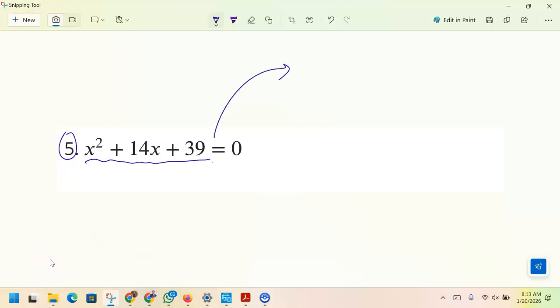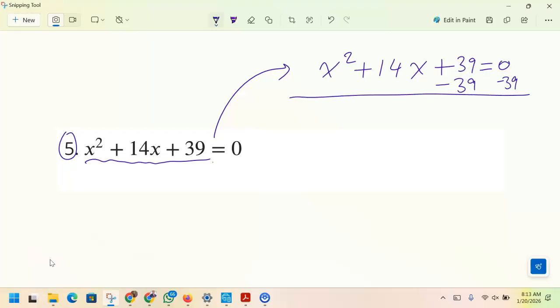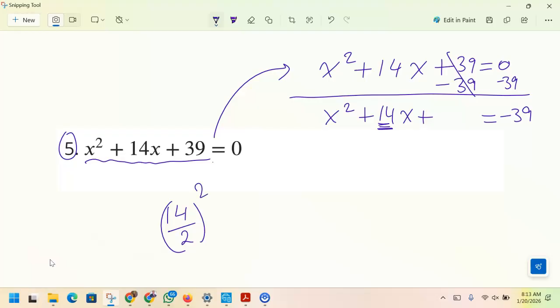Step number 1, so let me write this. First step, 39 is not a perfect square, so all you do is subtract 39 from both sides. So this will go away. You're left with x squared 14x. Almost the same idea here. And now you know the number here is 14. You take the 14, divide it by 2, and then square, you get 7 squared, and that is 49.